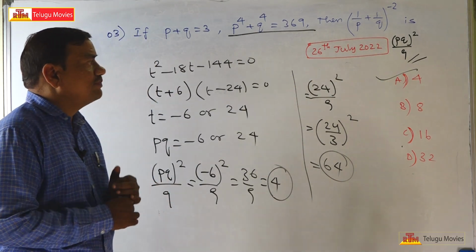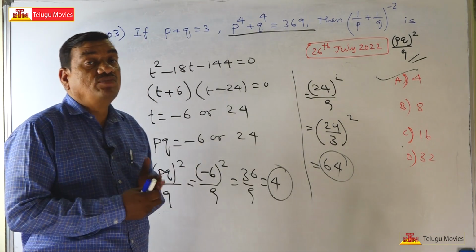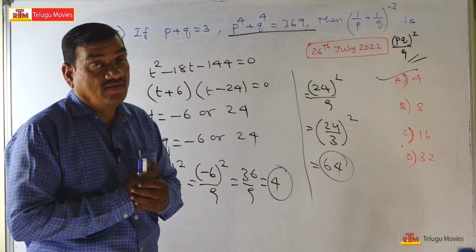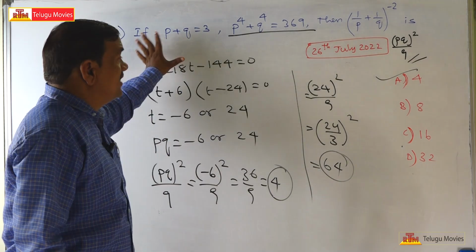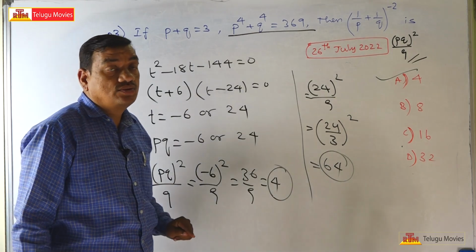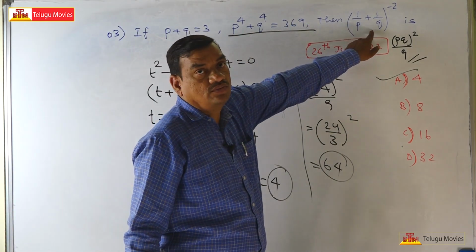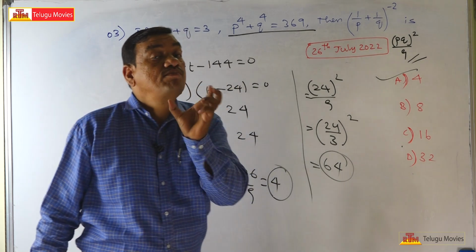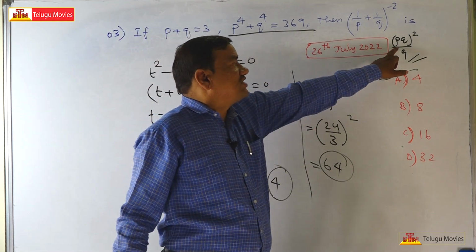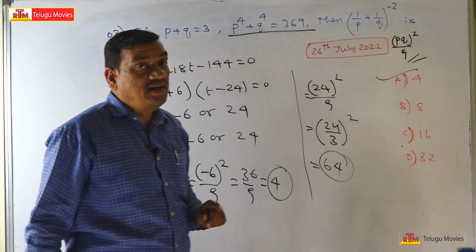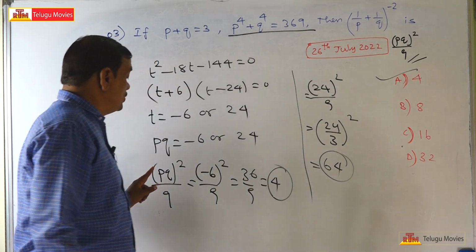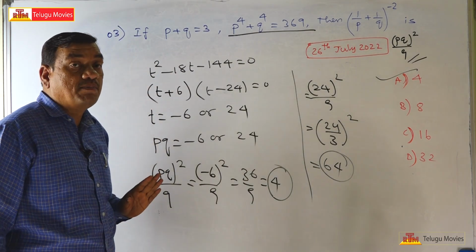So very, very easy problem. From this problem, what we have to learn is whenever such problems are given, first you have to simplify that value. The simplification value is PQ whole square by 9. So in this problem, there is no need of finding PQ separately.